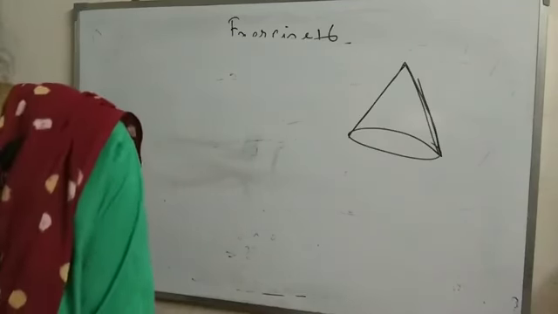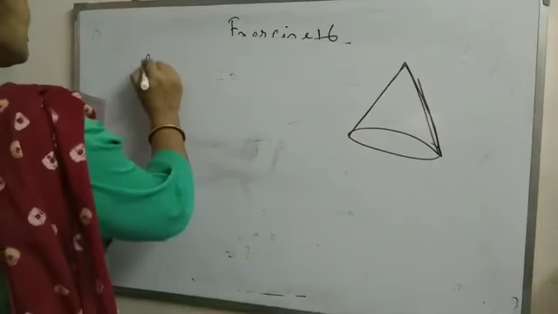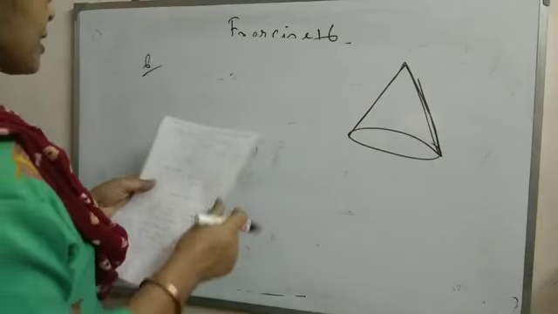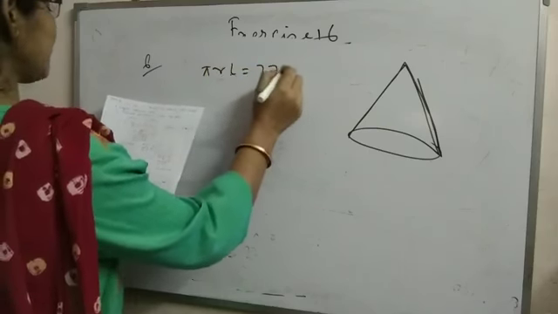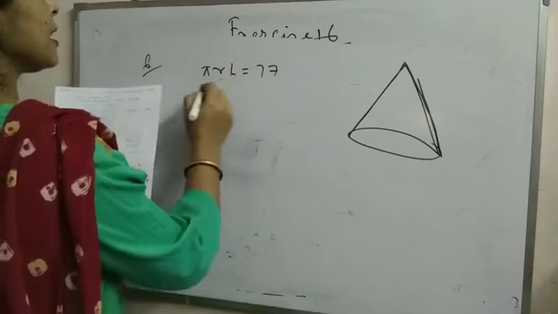Sum number 6. This is sum number 6. That is πrl equal to 77 square centimeter. Here it is given.